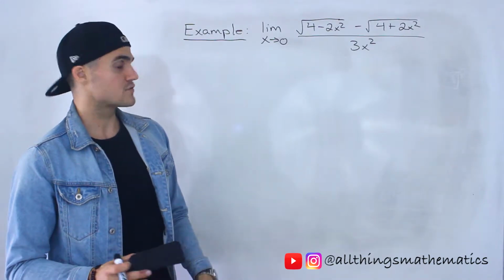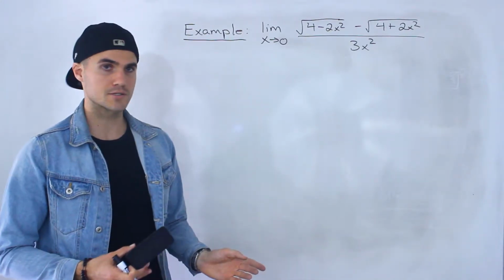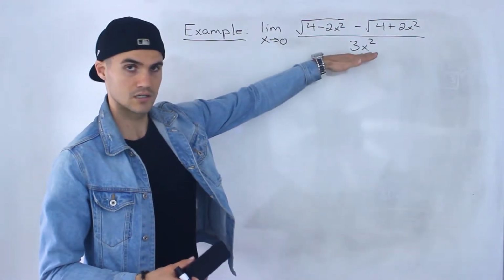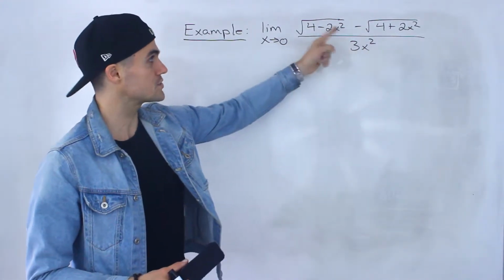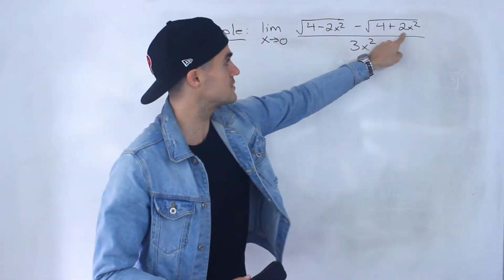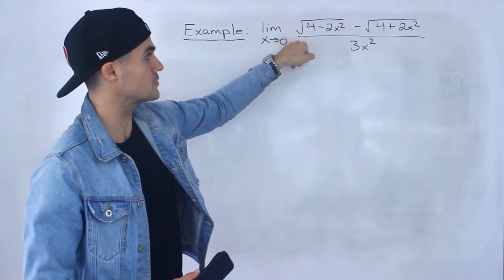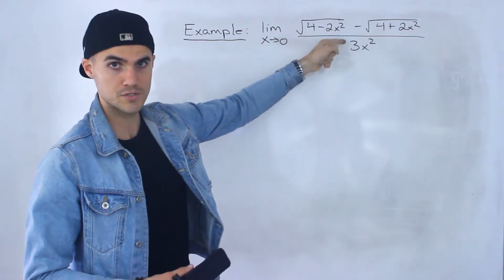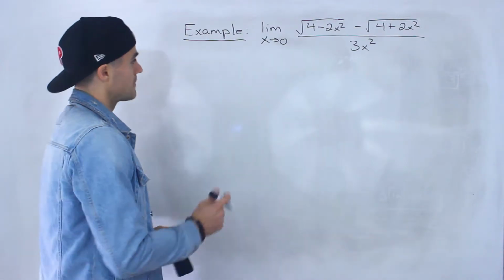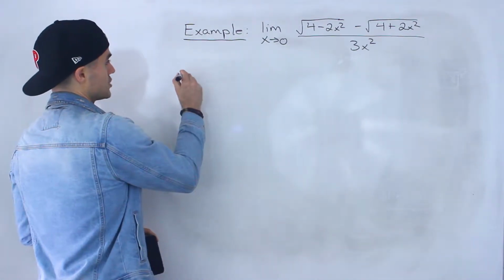So first off, notice we can't do a direct substitution in this case. We can't plug in an x value of 0 because the denominator would be 0. Notice the numerator would be 0 as well, because we'd end up having the square root of 4, which is 2, minus the square root of 4, which is 2. 2 minus 2 is 0. So we've got to use some other strategy.